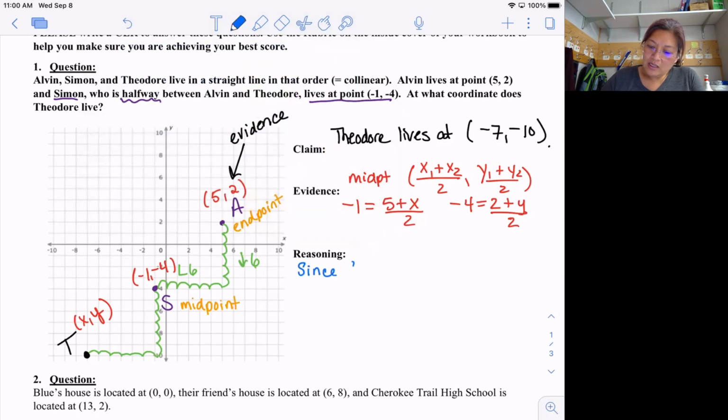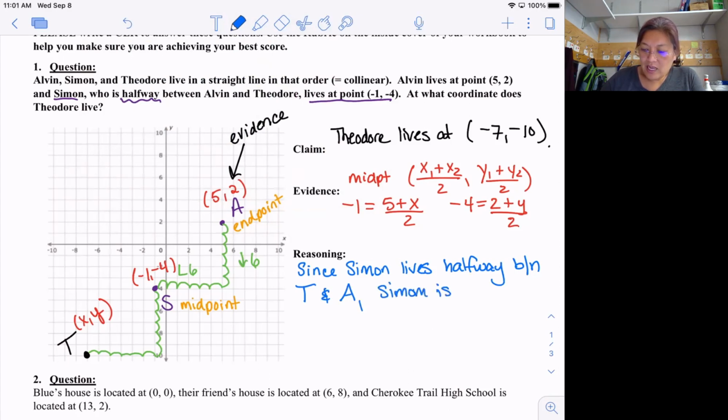Since Simon lives halfway between, that is between Theodore and Alvin, Simon is located at the midpoint.